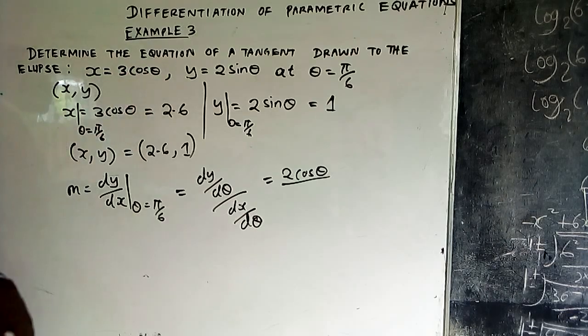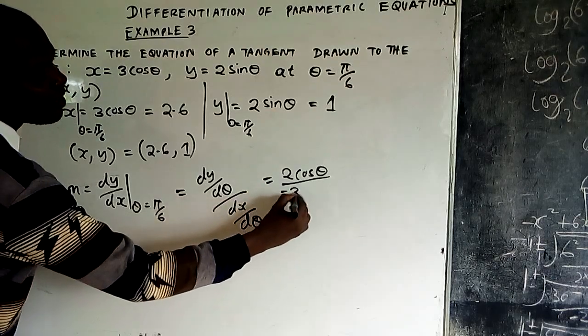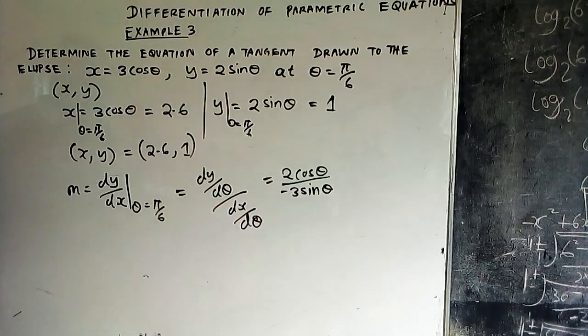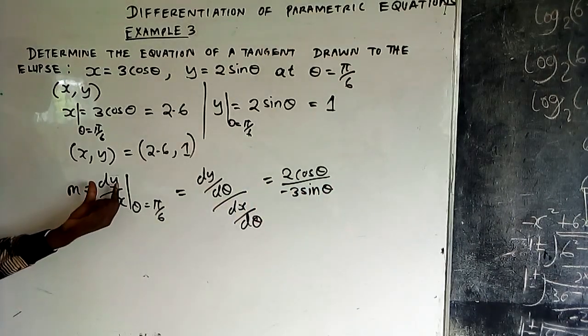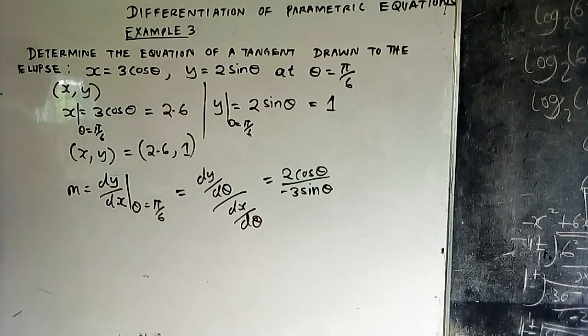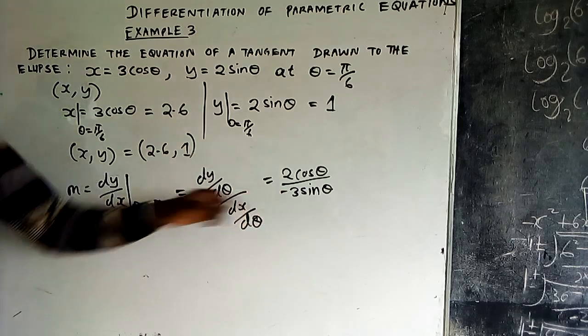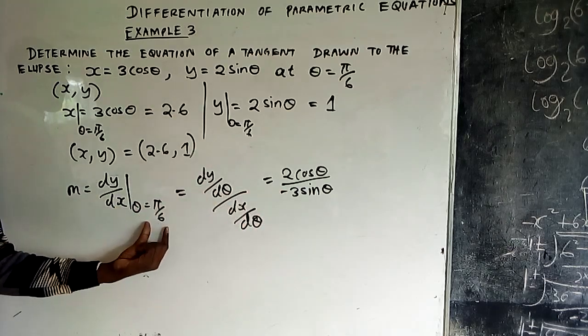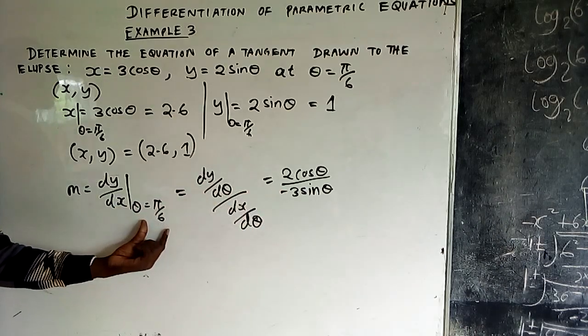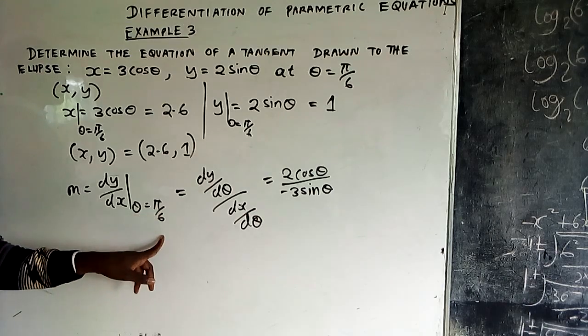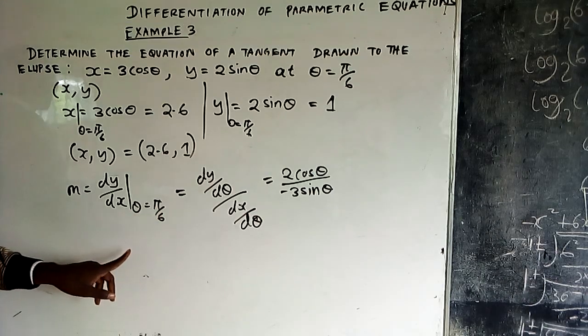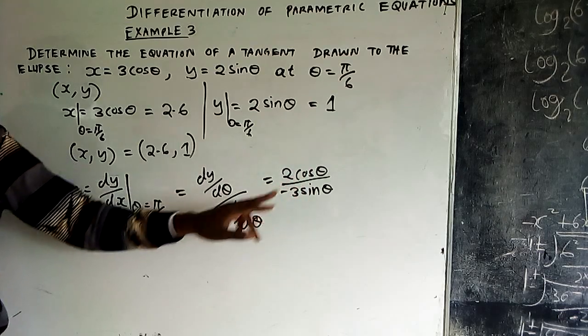So 3 cos theta, if you differentiate, you get negative 3 sin theta. So you see, you found the derivative dy over dx, isn't it? Then having done that, we want it at what point? When theta is pi over 6, isn't it? Meaning where there is theta, you put pi over 6 or 30 degrees. So when theta is 30 degrees, what do we have here?